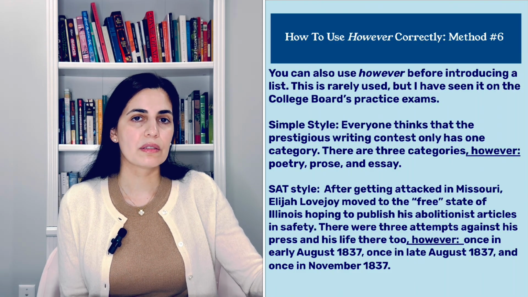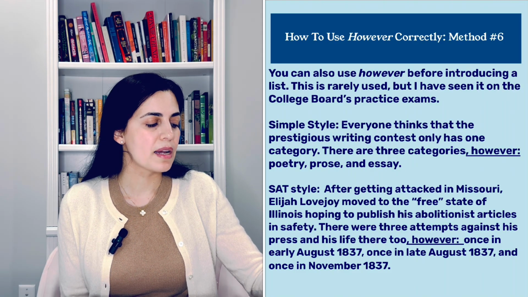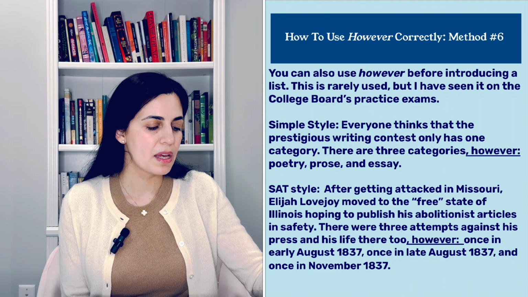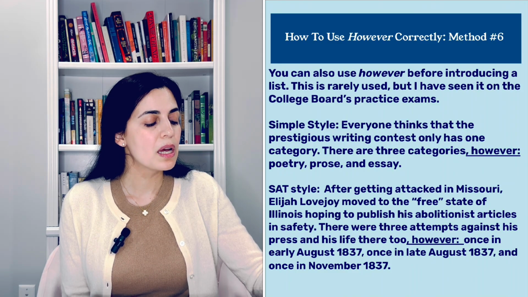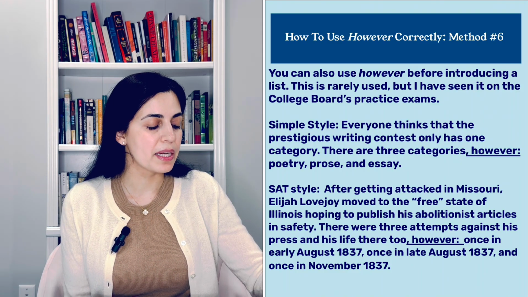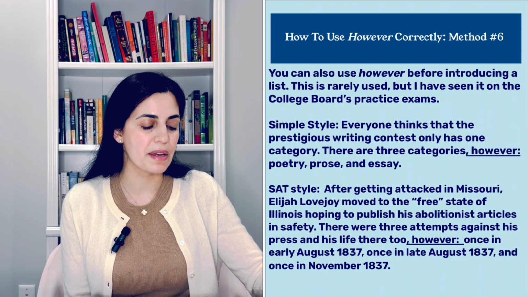Now let's take a look at the SAT style sentences. After getting attacked in Missouri, Elijah Lovejoy moved to the quote-unquote free state of Illinois, hoping to publish his abolitionist articles in safety. There were 3 attempts against his press and his life there too, however: once in early August 1837, once in late August 1837, and once in November 1837.